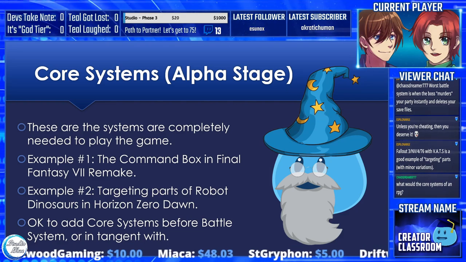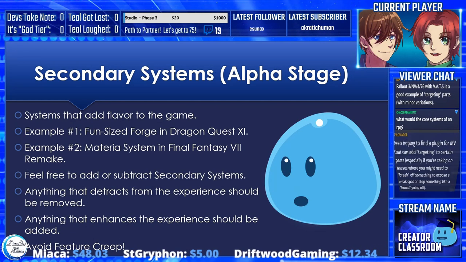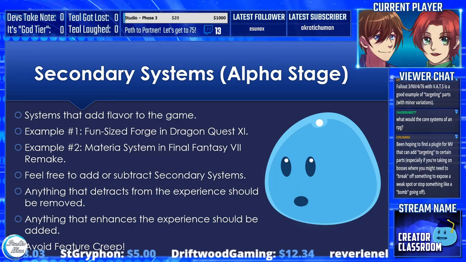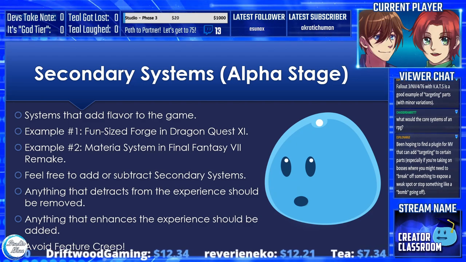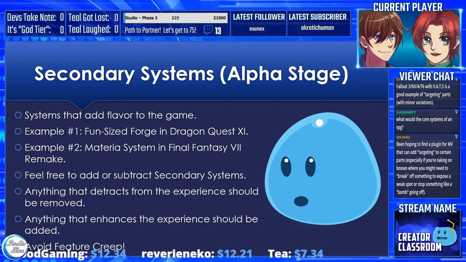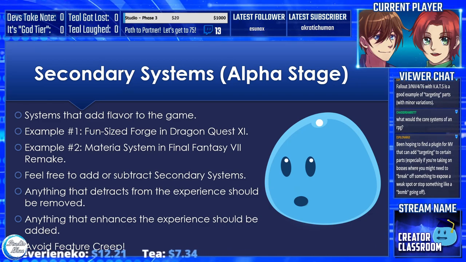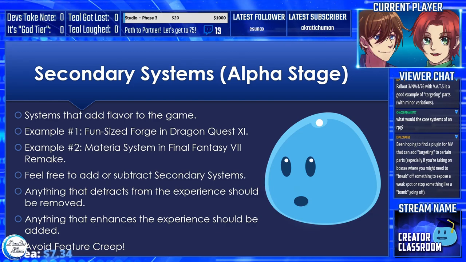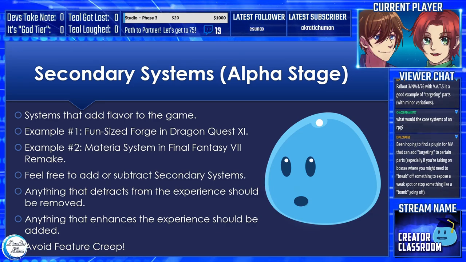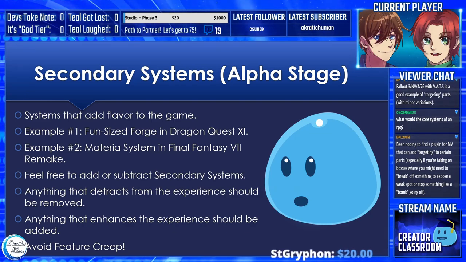Okay, let's go to secondary systems. These are the systems that add needed flavor to the game. If they were taken out, the game would not change on a fundamental level, even if it was negatively impacted. Examples are the Fun Size Forge in Dragon Quest XI or the Materia system in the Final Fantasy VII Remake.